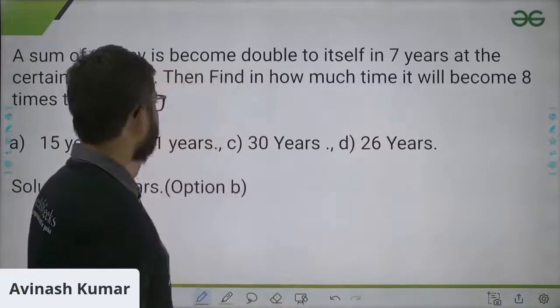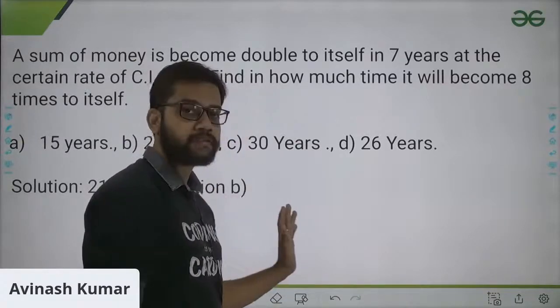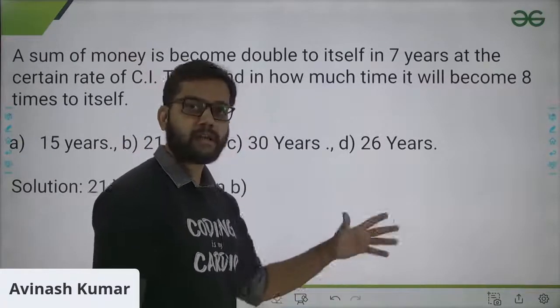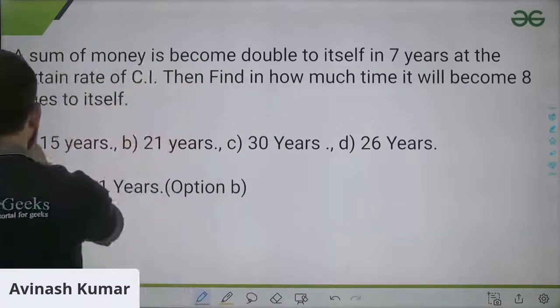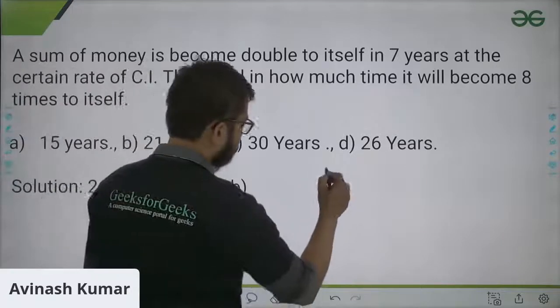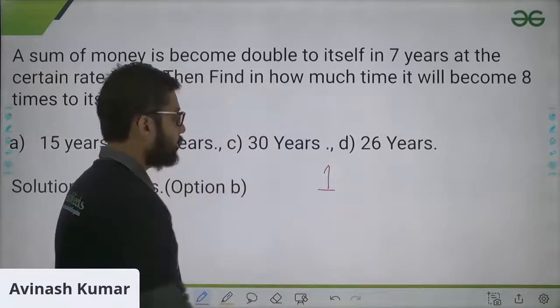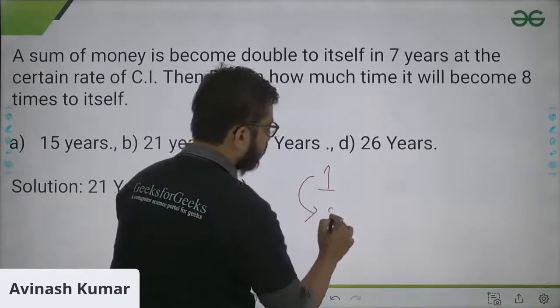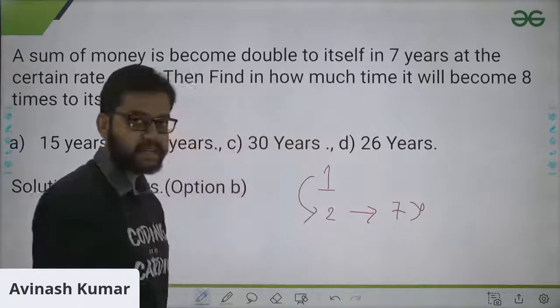There is a formula too to solve this question, but I'm not going to use that formula. I'm just giving you a direct hint on how you can apply this. See, suppose you have deposited 1 rupee, and this 1 rupee gets doubled. In how much time? 7 years, right?